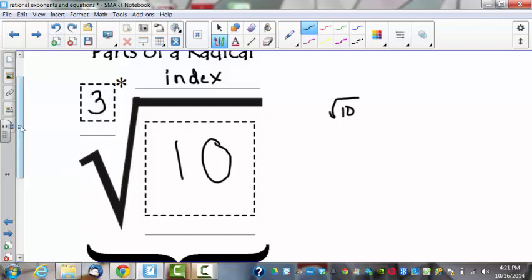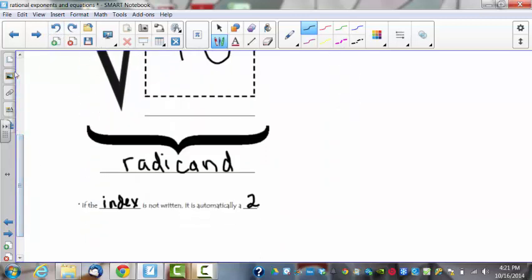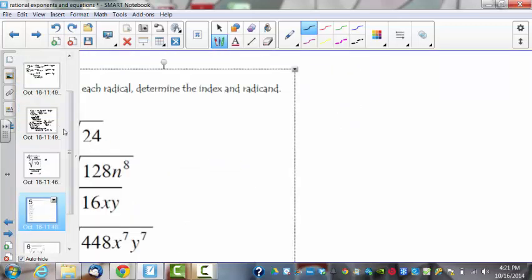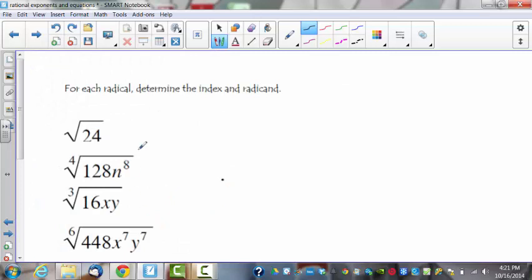And so for the other side of the handout, let's write down, just determine the index and the radicand. So for example here, for the first one, the index is equal to 2, and the radicand is equal to 24. Now, what about if there's a variable expression inside?